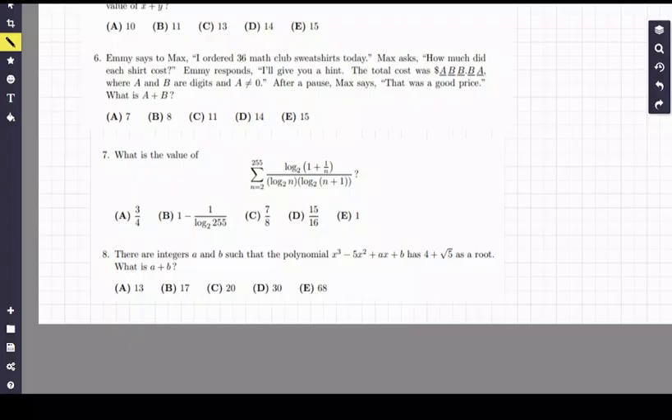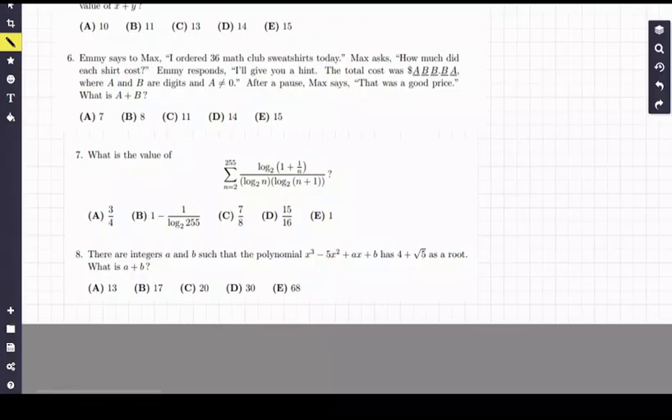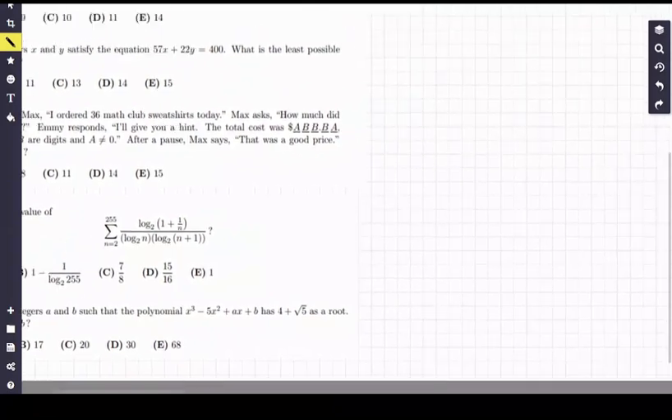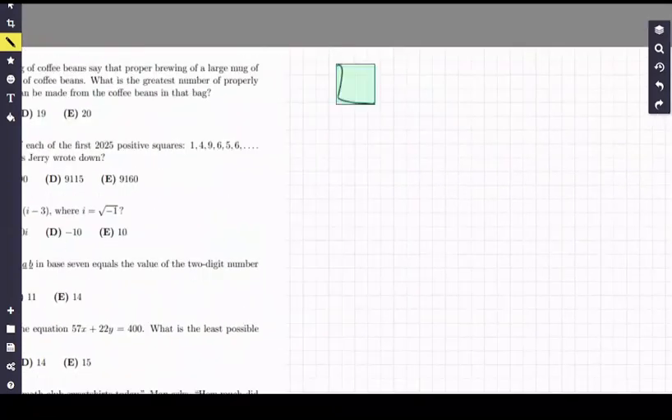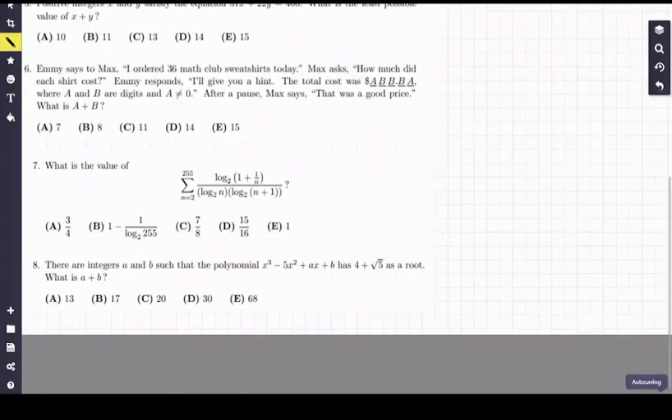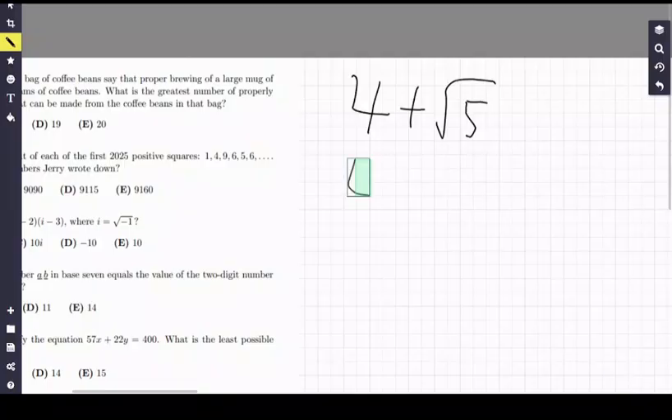Since we know that all of the coefficients are integers, that means that the conjugate of 4 plus root 5 is also a root. So we have 2 roots now, because you really can't do this with 1 root. Does this specify? Yeah, they specify all of the integer. Okay, so that's good, we don't have to assume. We are using a math law here. So we could go ahead and let the third root be u.